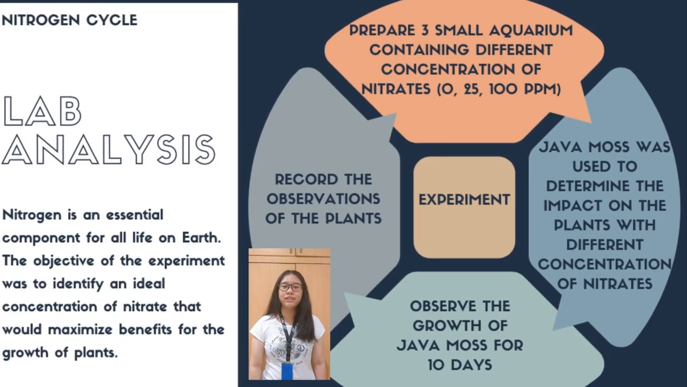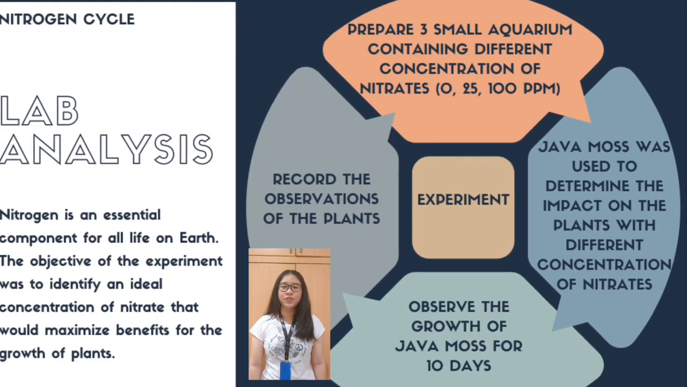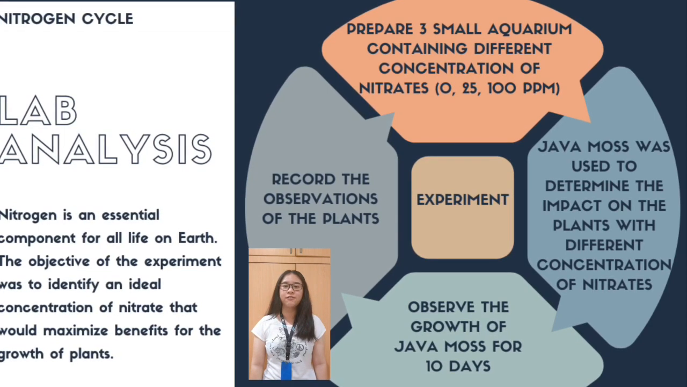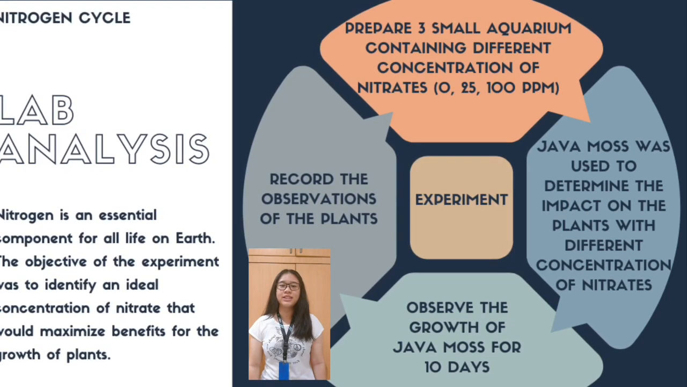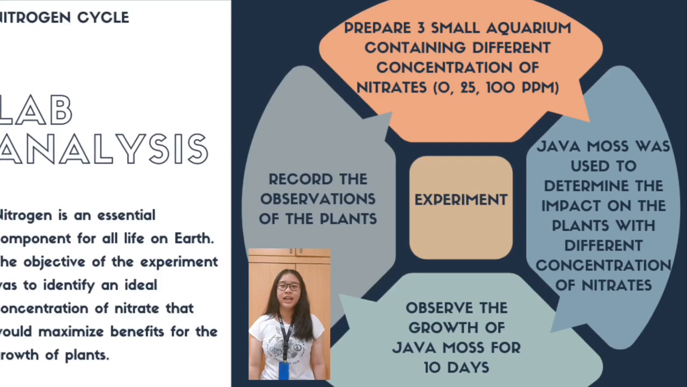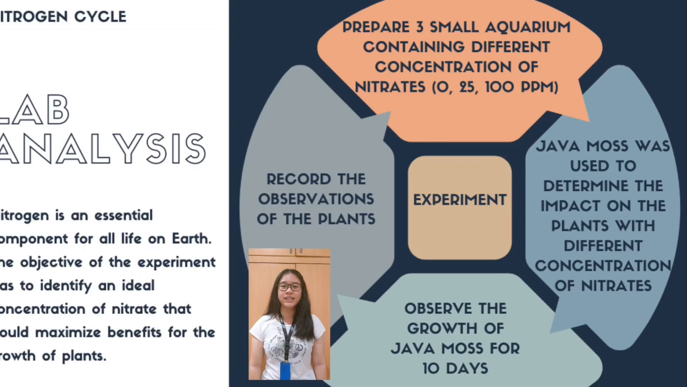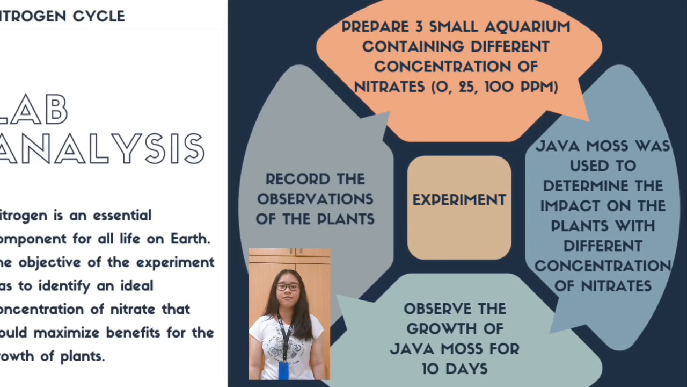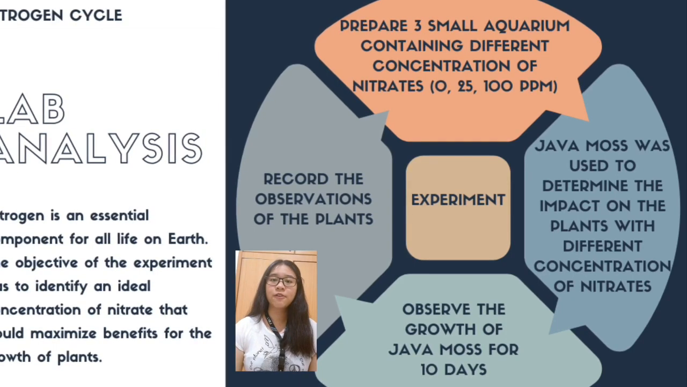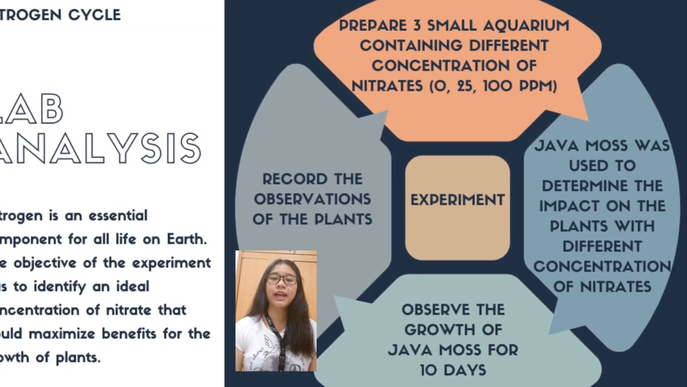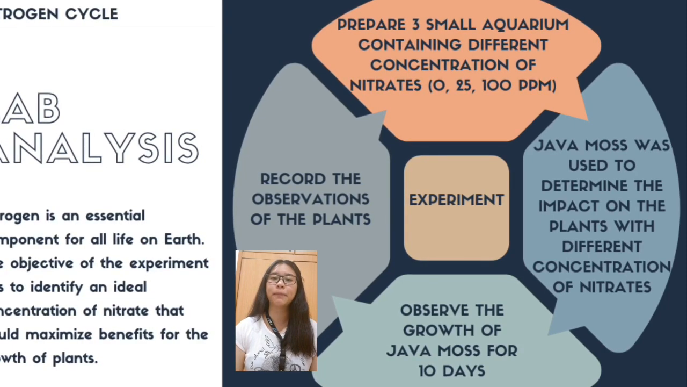I will talk about the lab analysis of an experiment related to the nitrogen cycle. Nitrogen is an essential component for all living organisms on Earth. It is present in DNA, RNA, and proteins in all living organisms. The nitrogen cycle can be classified into several steps, including nitrogen fixation, nitrification, ammonification, and denitrification. The objective of the experiment was to identify an ideal concentration of nitrate that would maximize the benefit for plant growth.